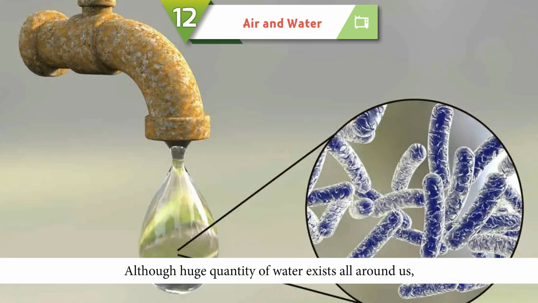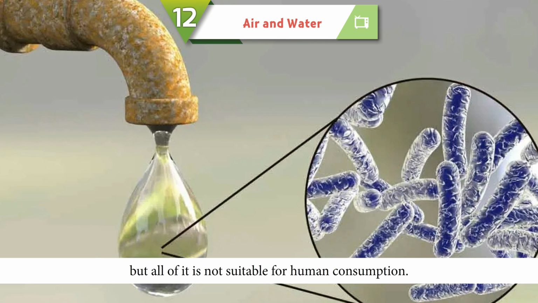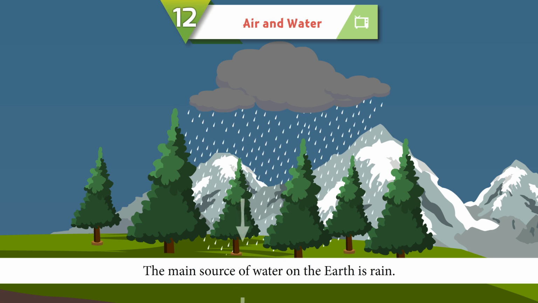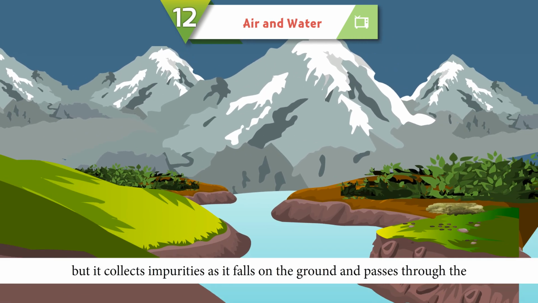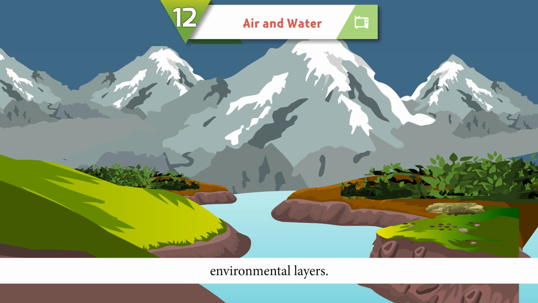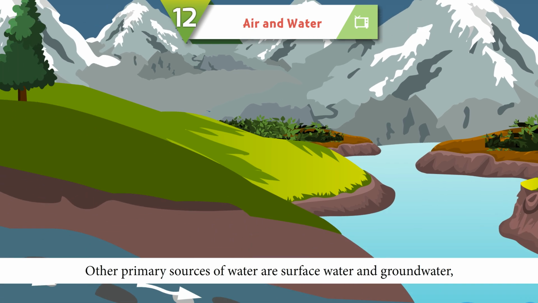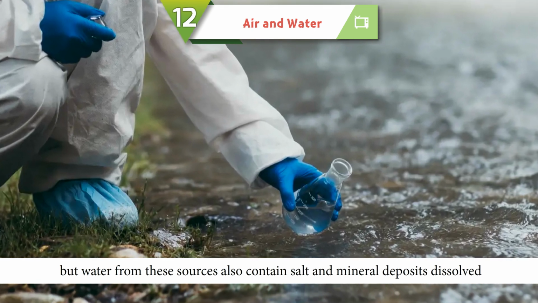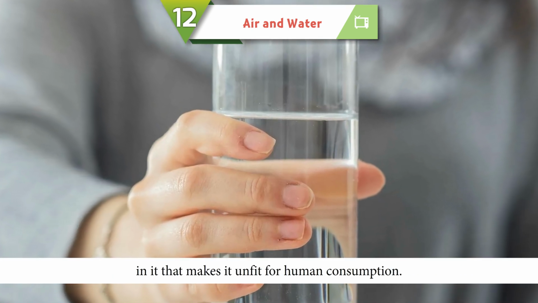Impurities in water. Although a huge quantity of water exists all around us, not all of it is suitable for human consumption. The main source of water on the earth is rain. Rainwater is the purest form of natural water, but it collects impurities as it falls on the ground and passes through the environmental layers. Other primary sources of water are surface water and groundwater, but water from these sources also contains salt and mineral deposits dissolved in it, that makes it unfit for human consumption.